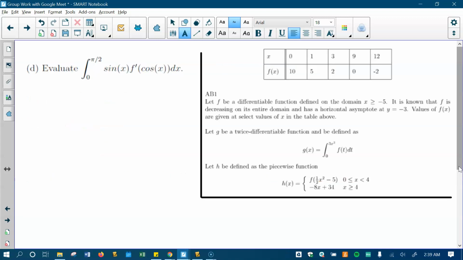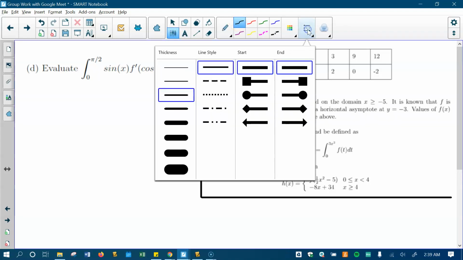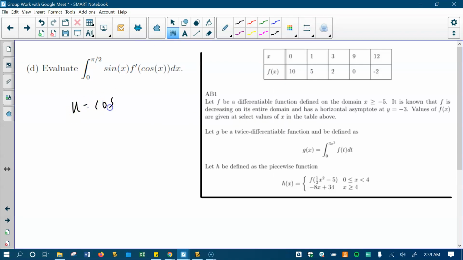For D, to evaluate this integral, the first thing I notice is that there's a function inside a function. And anytime I see a function inside a function, I'm thinking chain rule, especially when the derivative of that composite part is in the integral. I'm going to definitely do a u sub. I think I said chain rule, but I meant a u sub. I'm going to check sin x and dx are in the problem, but I do have this extra negative, so I need to put that on the outside.